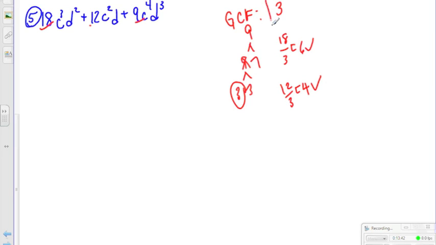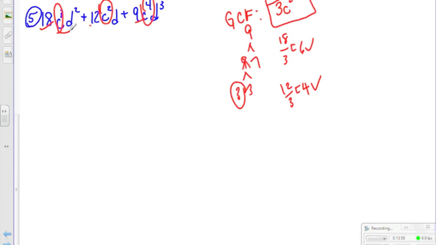Then we check it for variables. So they all have C's. And I want to take out the C with the lowest power because that means that's the most I have of it in that one term. So our lowest power is C squared. So take out 3c squared.